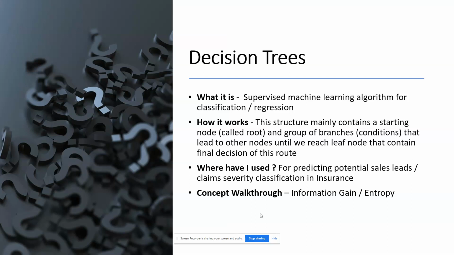A potential use case where I have used it is predicting who are the potential buyers versus customers who may not buy, depending on the historical data as well as sales patterns. And for insurance claims, we can also analyze severe or moderate claims, basically all classification problems.